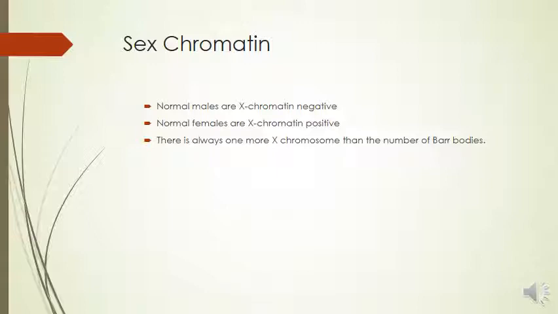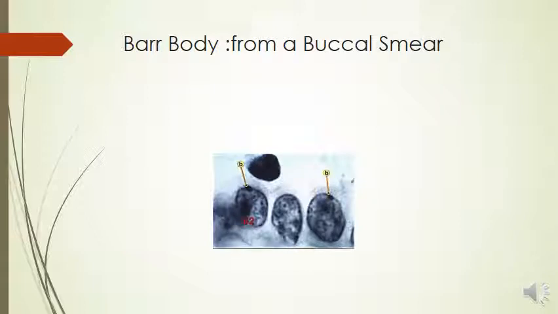Normal males are X chromatin negative. Since normal males only have one X and a Y, they do not have a Barr body because they cannot inactivate an extra one. Normal females are X chromatin positive. If you were looking at someone that had Klinefelter syndrome and was 47,XXY, that individual would show, just like a woman, Barr bodies. There is always one more X chromosome than the number of Barr bodies. Here is a slide showing you the Barr body. You can see it delineated there by the lowercase b.